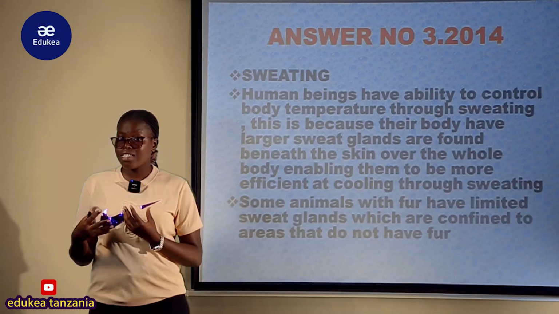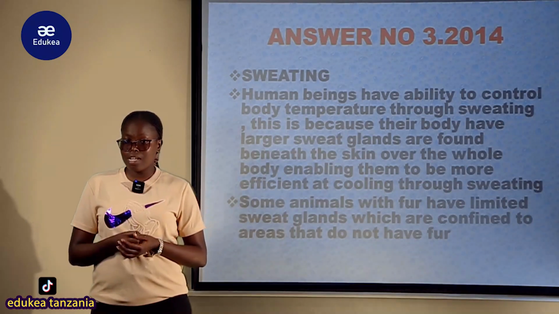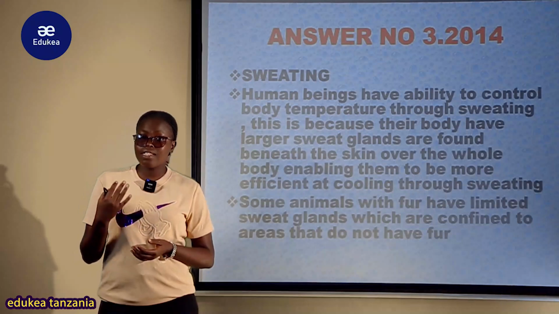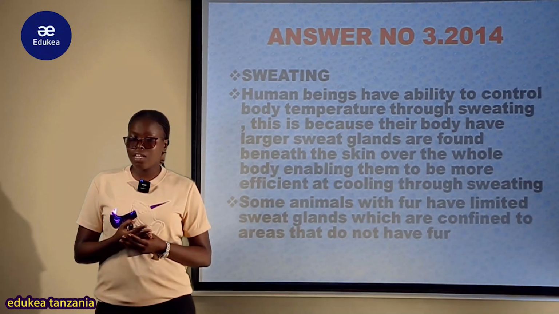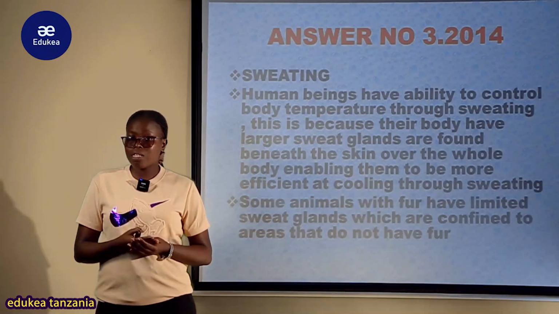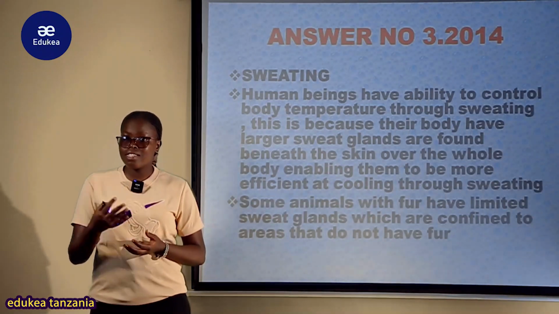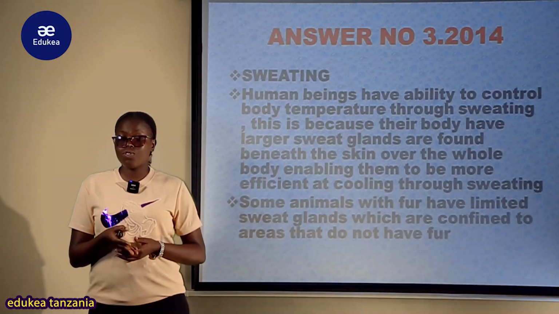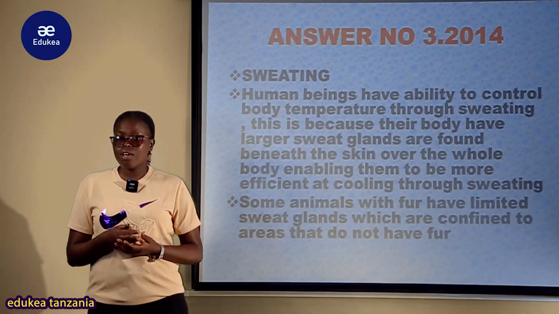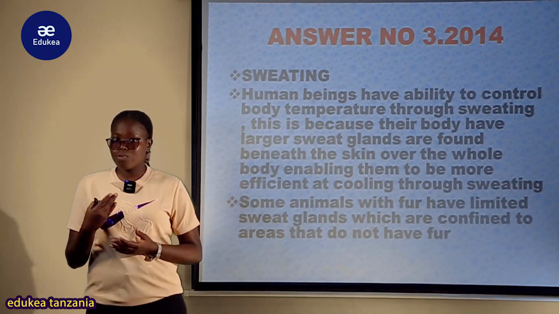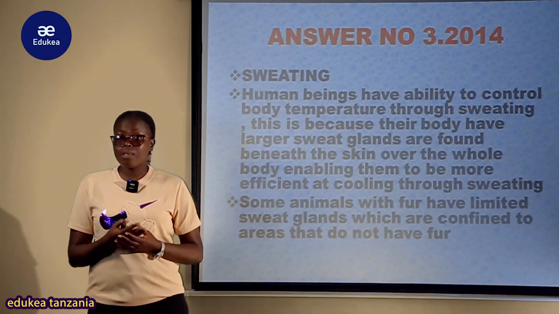When the body detects that there is an increase in the temperature, the impulses are transmitted to the hypothalamus, where this hypothalamus will respond by stimulating the sweat glands which are located within the skin to ensure that there is increase in the production of the sweat, to ensure that the body is cooled from that overheating. So the sweat is produced from the sweat glands.